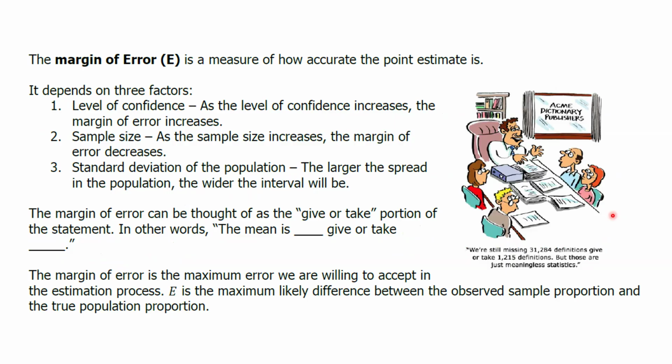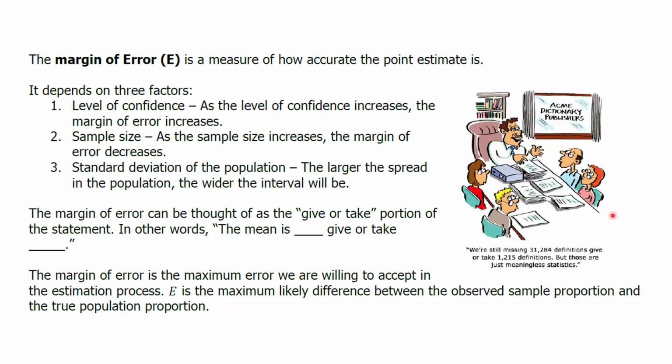All right, margin of error. So the margin of error, capital E, is a measure of how accurate the point estimate is, and it depends on three factors. The first factor is the level of confidence. As the level of confidence increases, the margin of error increases. So higher confidence equals wider interval. So we need to cast a wider net to be more confident.